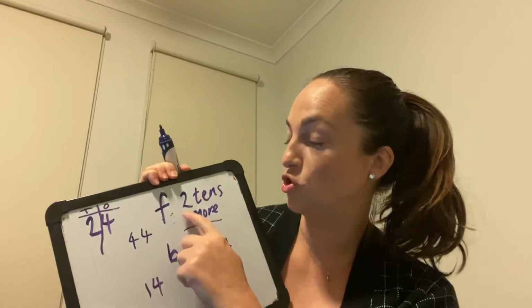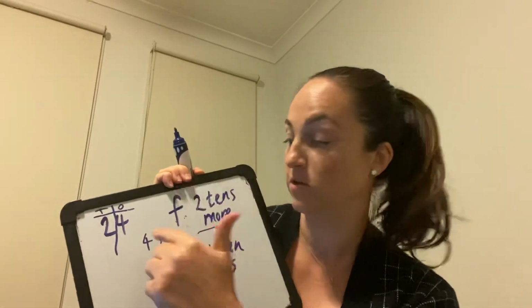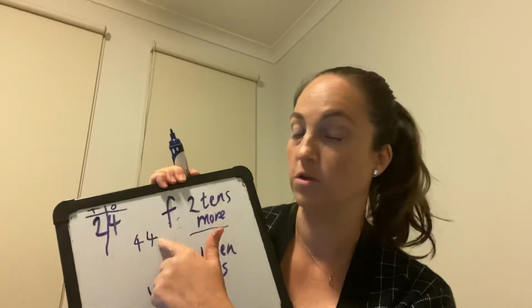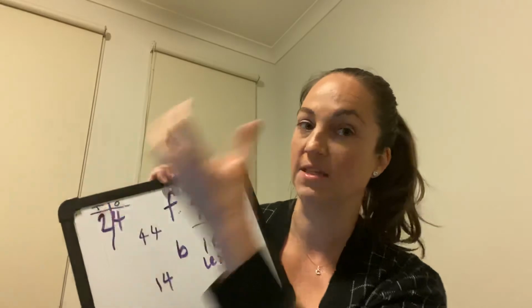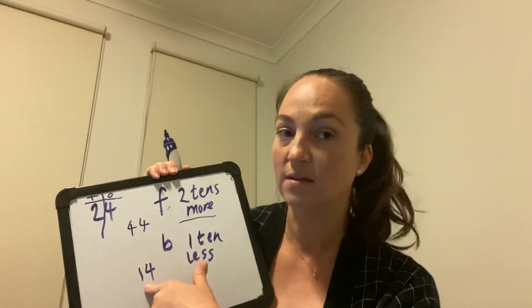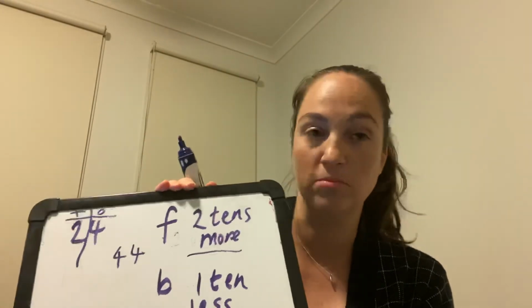So I had 24 cupcakes. My friend had 2 10s more. So if I'm at 2, I go 3, 4. So that's 4 10s, 44. My brother had 1 10 less. I'm at 2 10s. I take 1 away. That leaves 1. So that's 14. So that's how I would solve my problem solving.